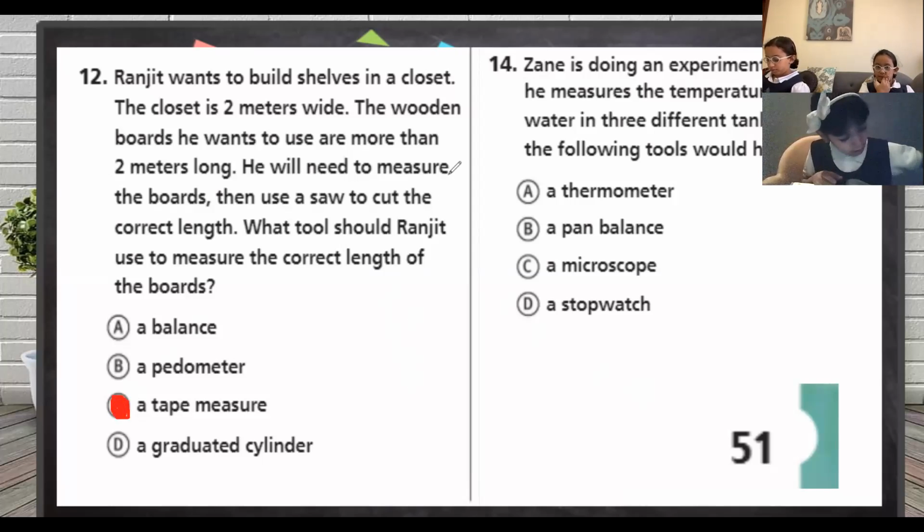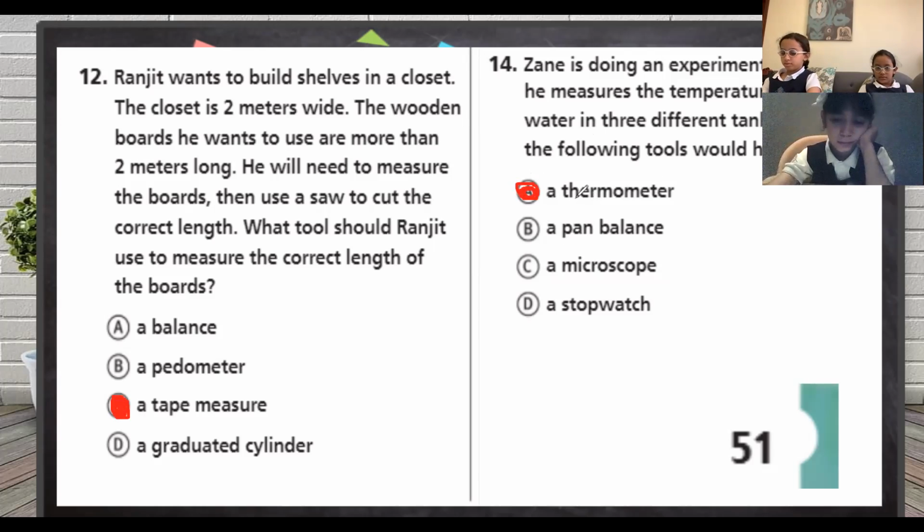Zain is doing an experiment in which he measures the temperature of the water in 3 different tanks. Which of the following tools would he use? A pan balance, a thermometer, a microscope, a stopwatch. A pan balance? Really? No. A thermometer. Why a thermometer? Excellent. But why? Because he wants to know what?